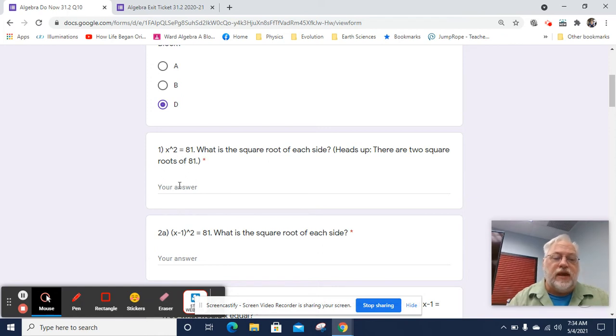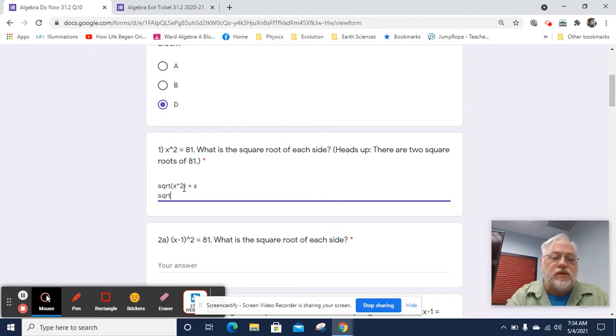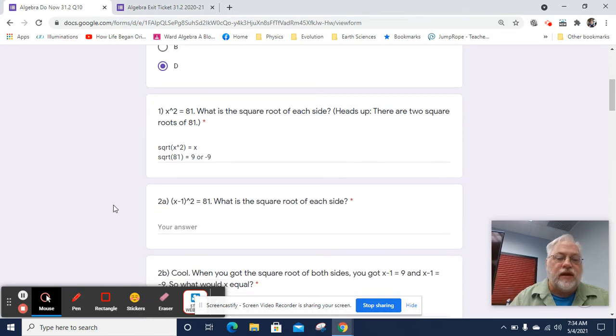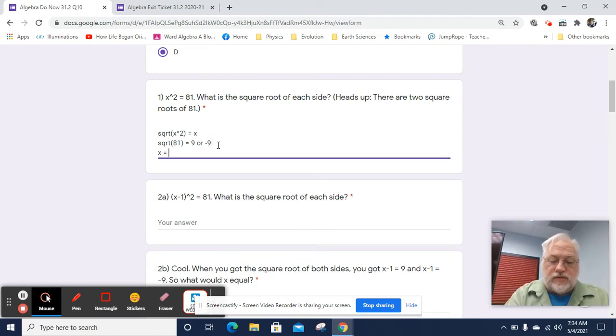So x squared equals 81. What is the square root of each side? Well, the square root of x squared is x. Okay, so the square root of x squared equals x, and the square root of 81 equals 9 or negative 9. We won't say plus or minus x because we don't know what x is, but we can say that, and that actually means, by the way, that x equals 9 and x equals negative 9.